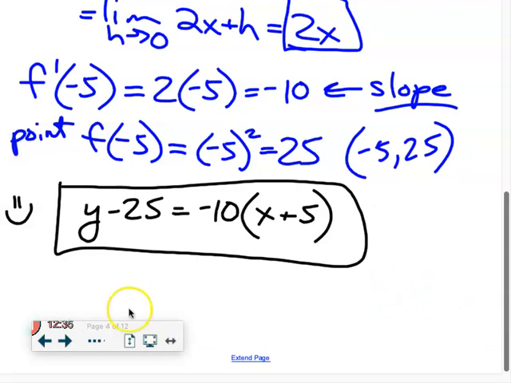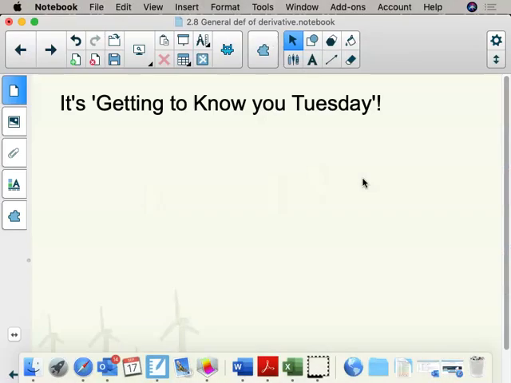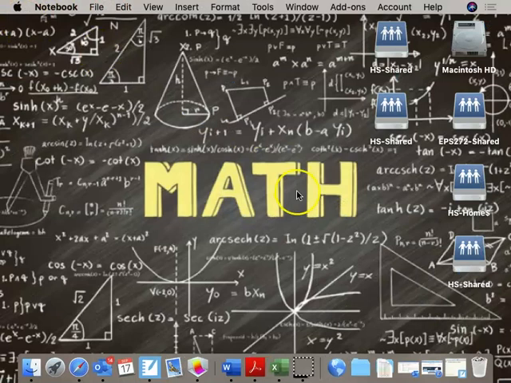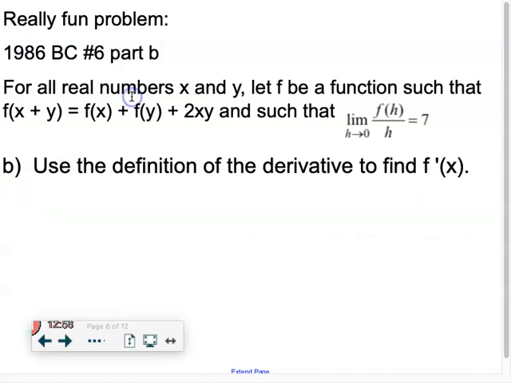So the next example, I'm going to change and do Getting to Know You Tuesday. Okay, so Keegan, you're going to be the official number picker. Pick a number between 1 and 32. Oops, no. So this problem's from 1986. It was on the BC exam, but it's absolutely something you guys could do.